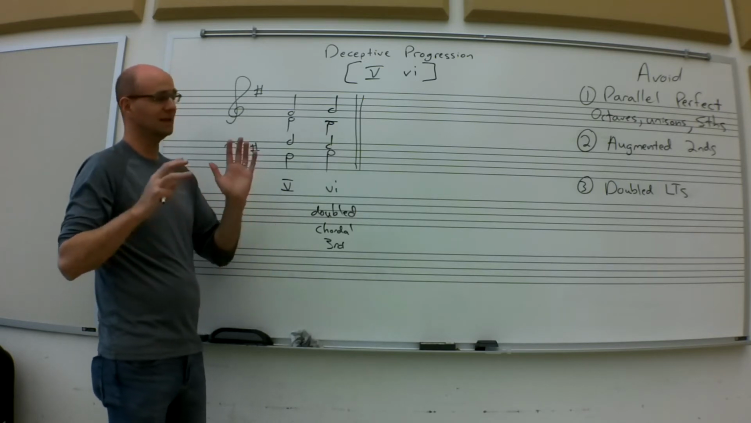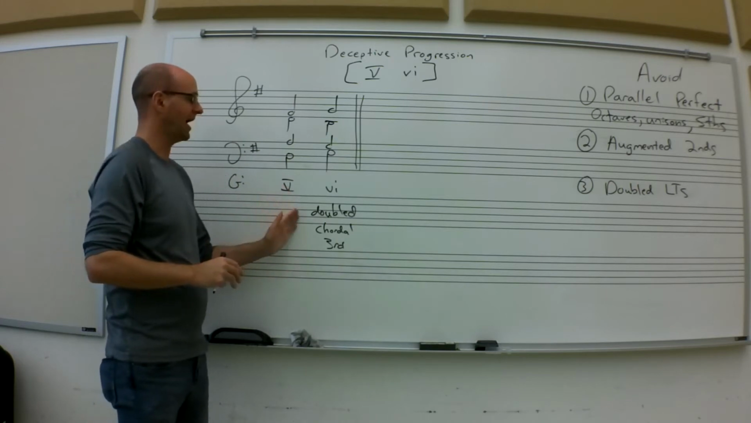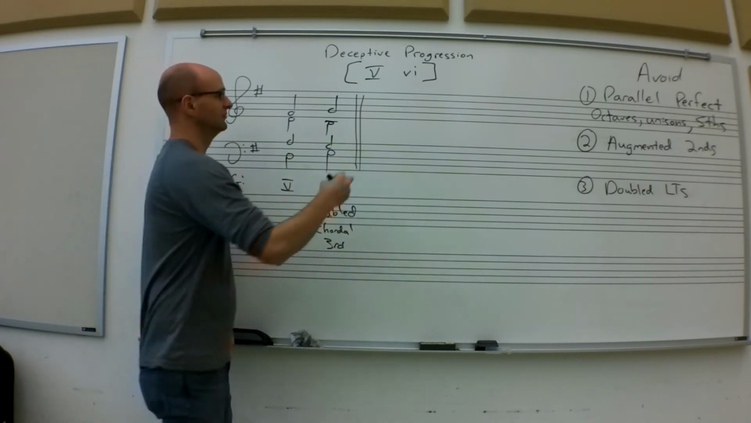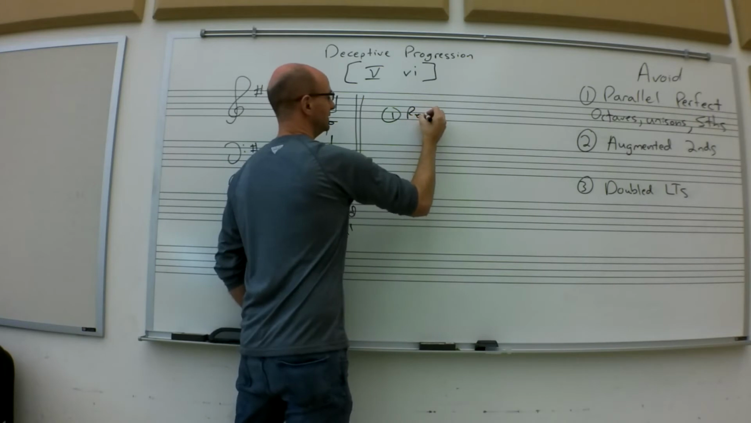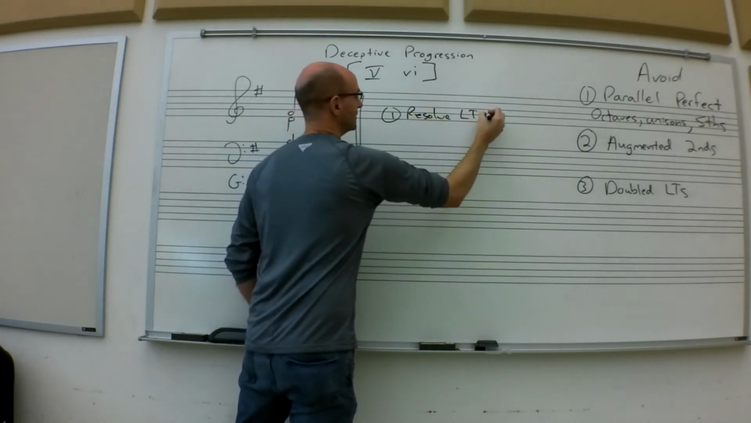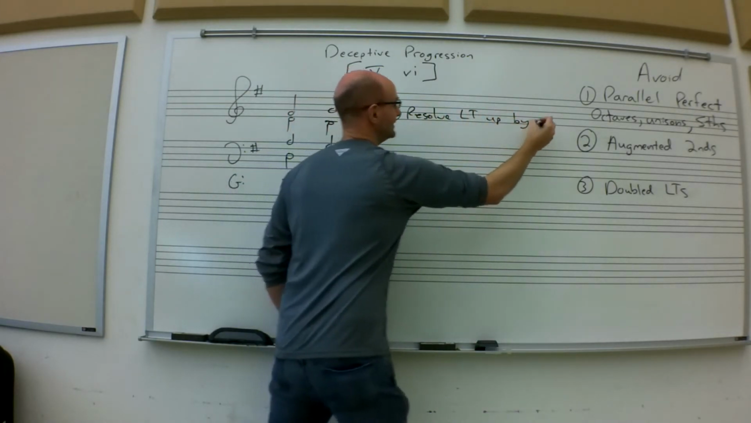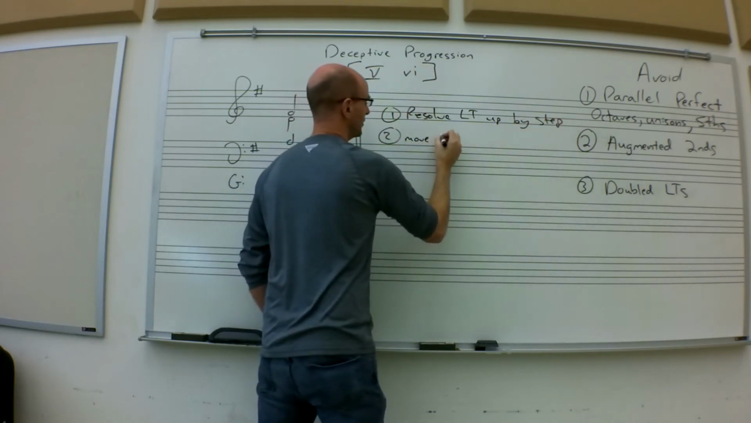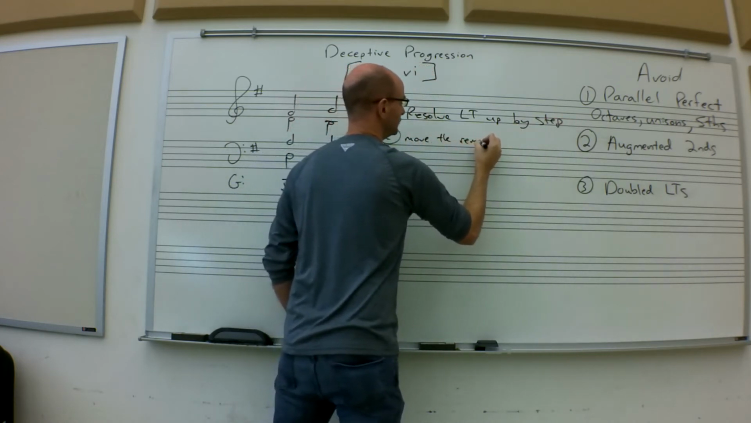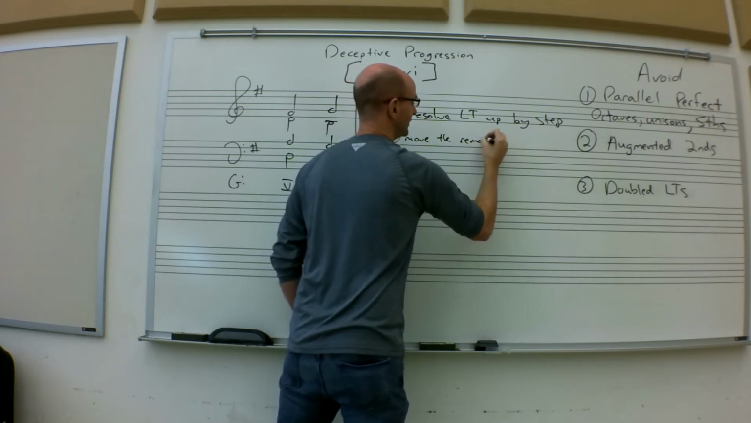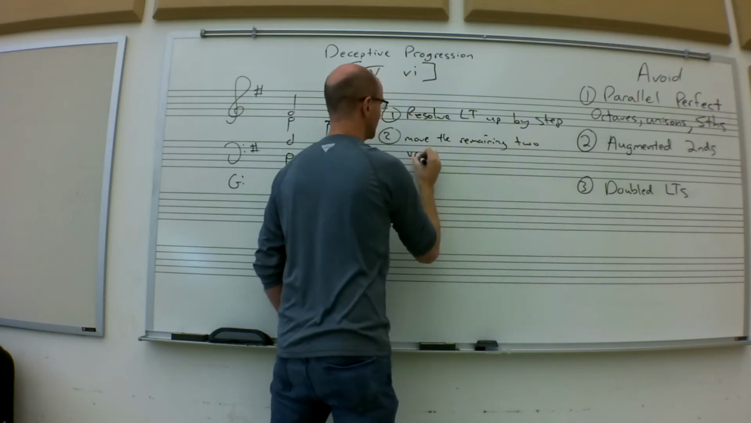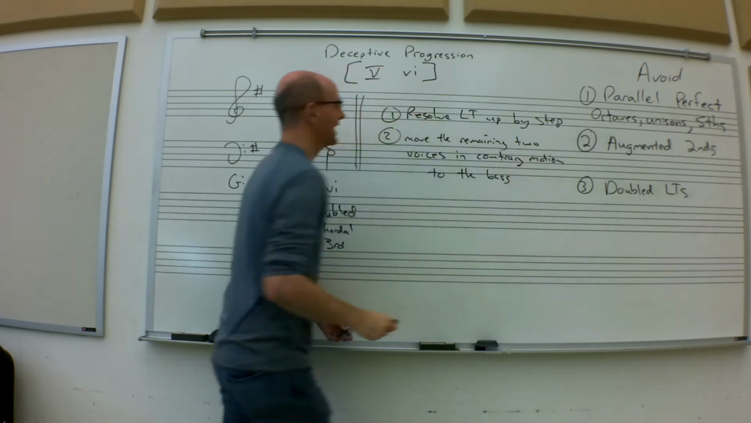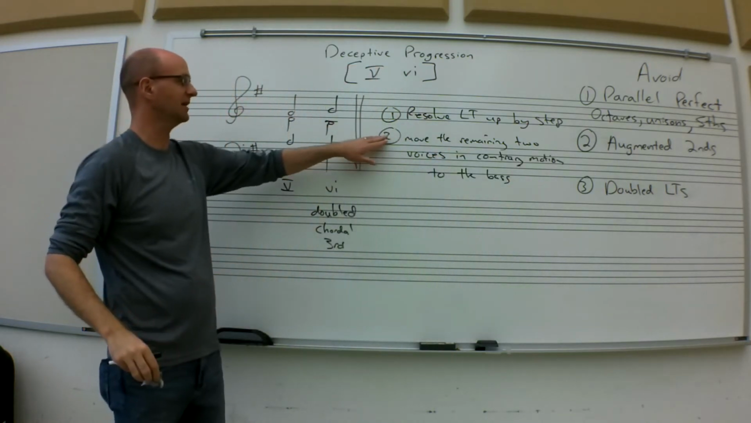But just to reiterate, whenever you have 5 to 6, what you want to do first is resolve the leading tone up by step, then move the remaining 2 voices in contrary motion to the bass. All right? I just want to emphasize this as much as possible.